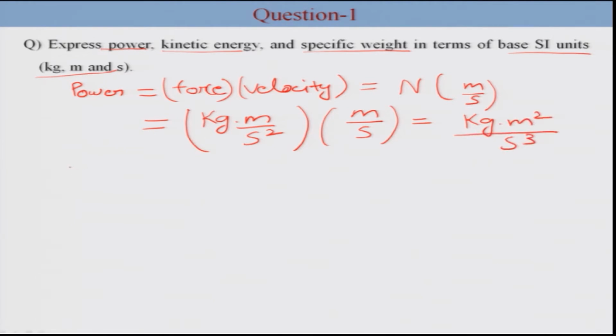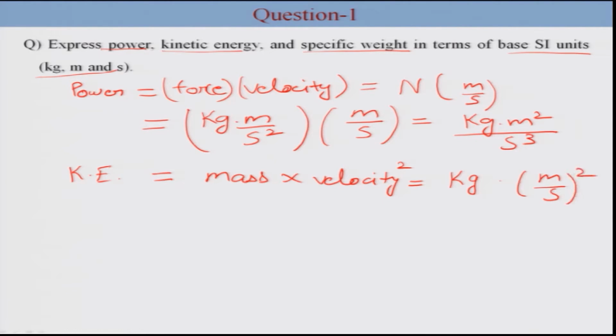Further, kinetic energy is written as mass multiplied by velocity square. Unit of mass is kg and velocity is meter per second, and square of that. So this gives kg meter square per second square. So unit of kinetic energy is kg meter square per second square in terms of SI units.